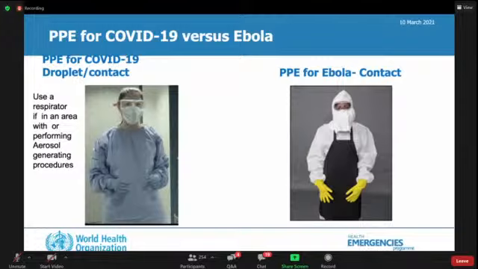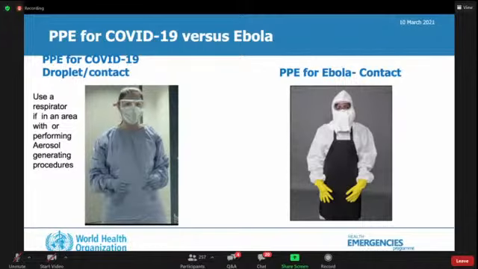So here we give the PPE for COVID-19 versus Ebola when we are taking care of these two types of patients. On the left is for COVID-19, and on the right is Ebola. We can see for Ebola, as Ebola is transmitted via every type of body fluid, we need to protect all of our skin, body, mucous membranes, etc. So I guess that this is really an overview, and our participants have different backgrounds.